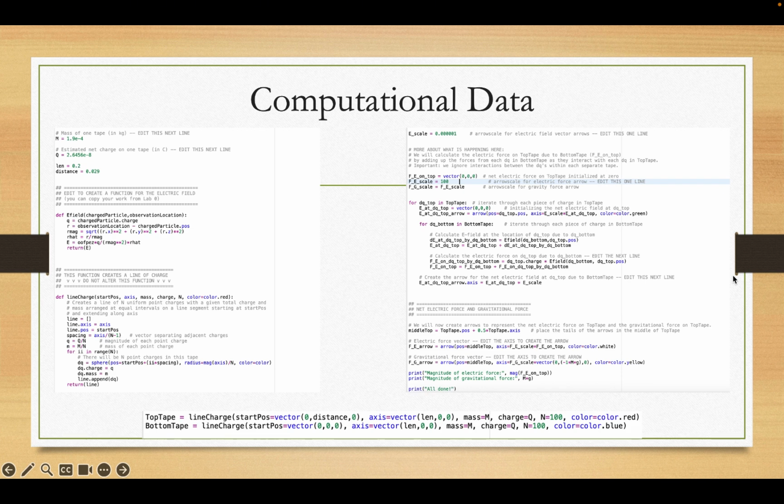Here's our computational data for this lab. Over here we brought the mass of the tape, and we have our Q here, which we were altering to find what would make our gravitational and electric forces equal. Over here we just messed with the scales a little bit to fix our arrows and make them more visible. And here we have our arrows representing our electric force and gravitational force. And here's the math we did to calculate these values.